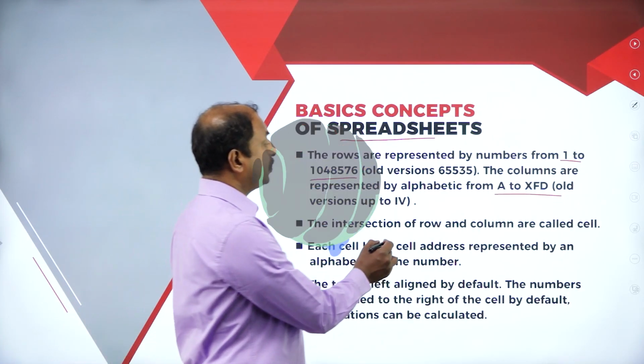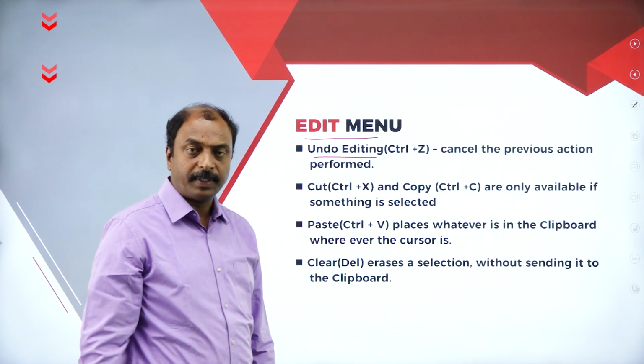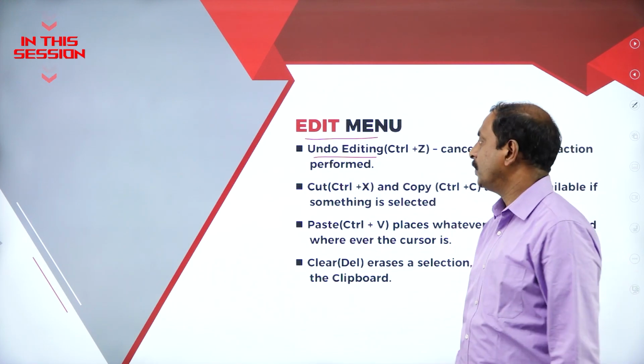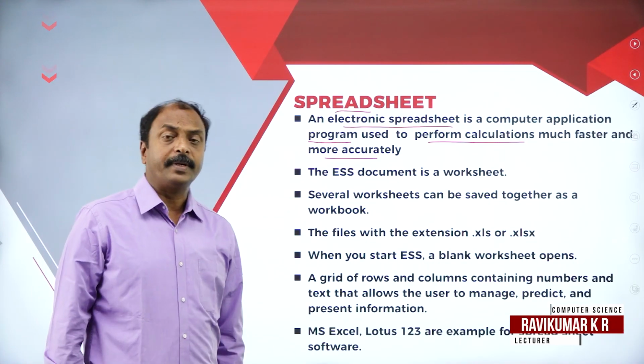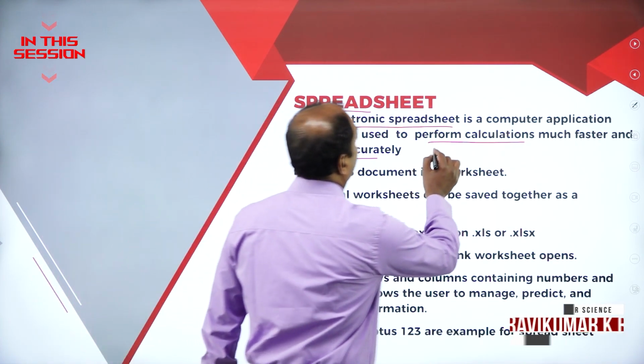The intersection of rows and columns is called a cell. Undo editing. What is the undo option? The undo option is nothing but going to cancel the previous action performed. So what is a spreadsheet? A spreadsheet is an application software used for calculations.